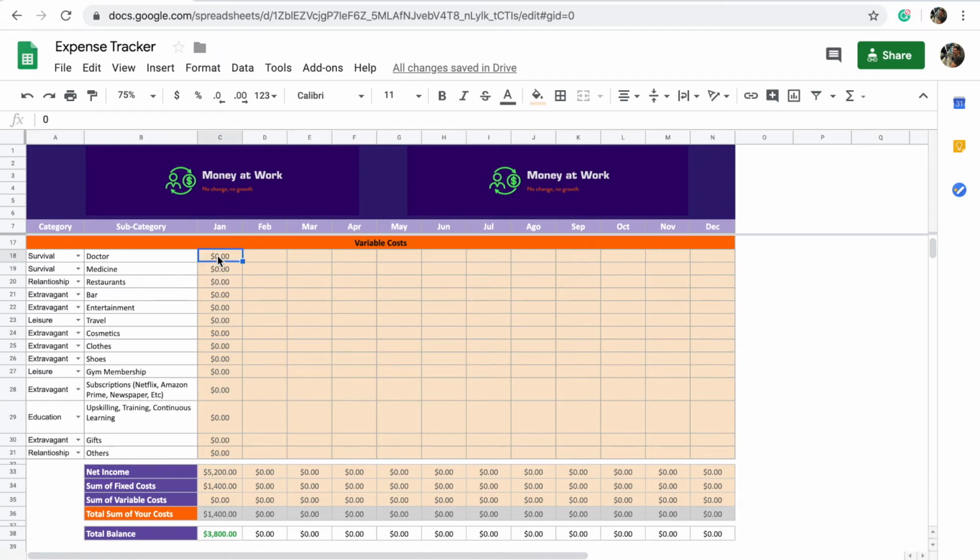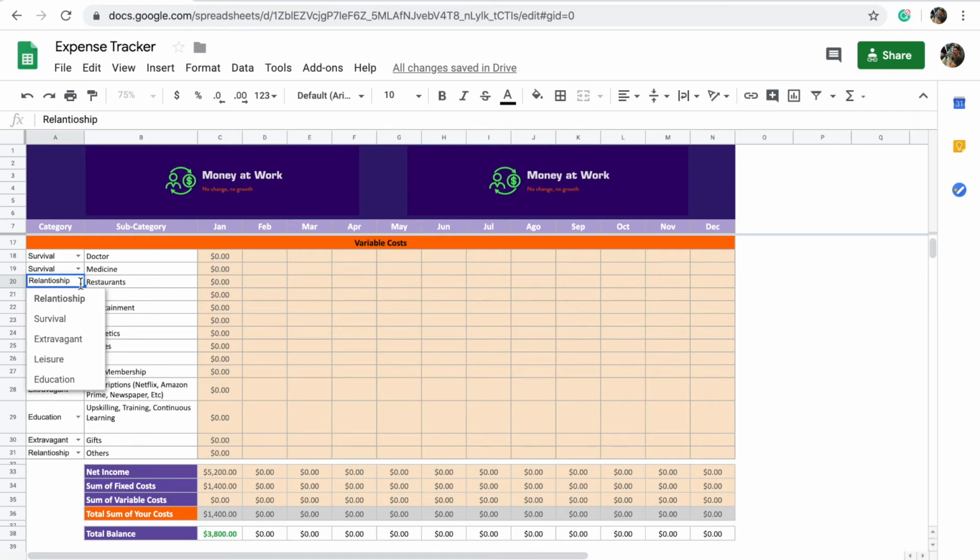In January, I didn't go to the doctor, so here is 0. I didn't buy any medicine as well, so it's 0. The category here again is survival, because we buy medicines for our health. Restaurants. For this subcategory, you can just pick one category, because you can go to restaurants with your partner.